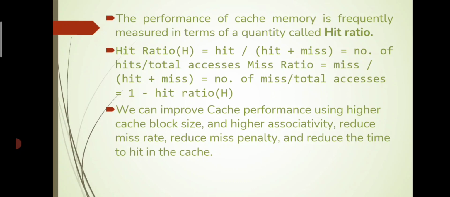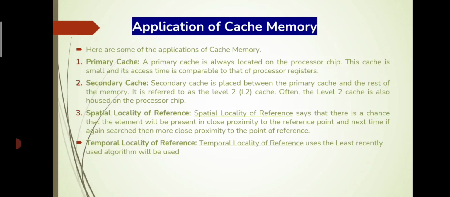We can improve cache performance by using a higher cache block size and higher associativity to reduce miss rate, reduce miss penalty, and reduce the time to hit in the cache.